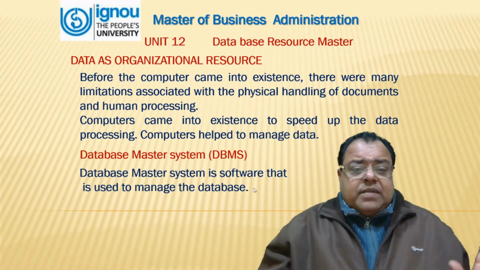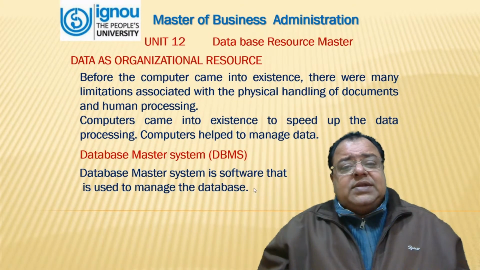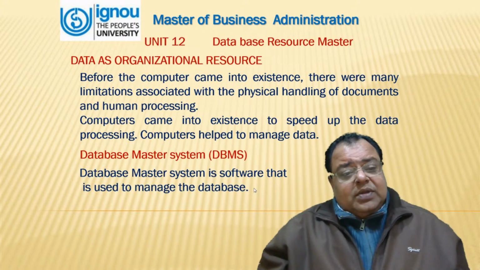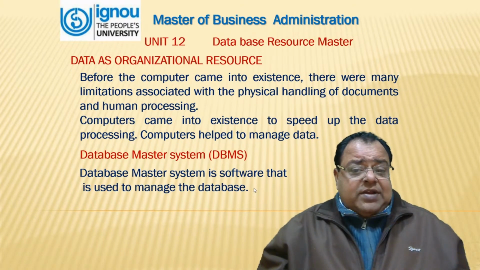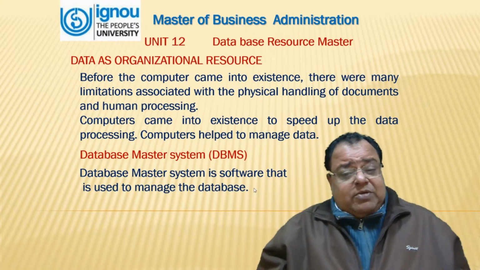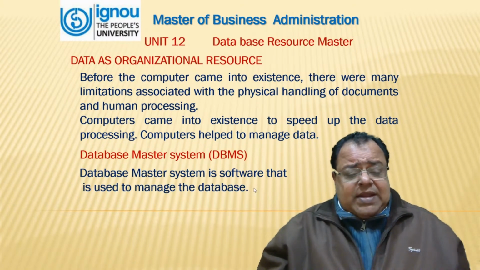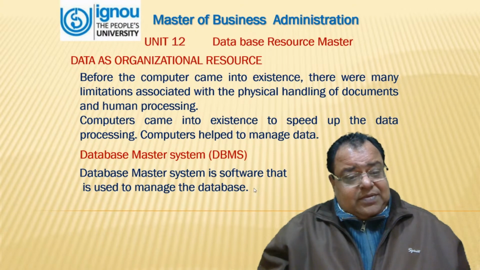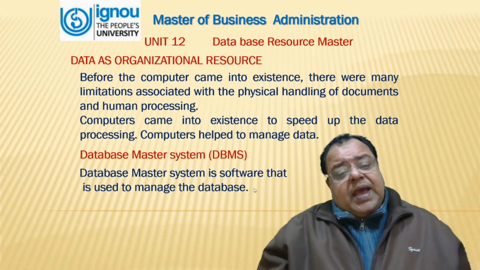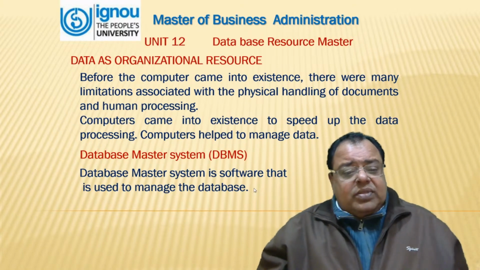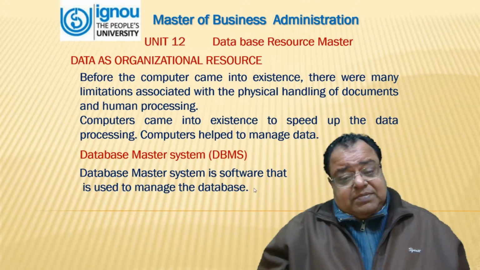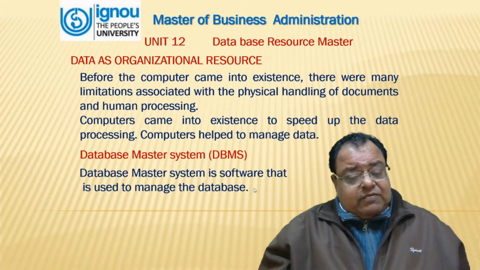Now, we move to Unit 12, that is Database Resource Master. Data as organizational resource. Before the computer came into existence, there were many limitations associated with the physical handling of documents and human processing. Computers came into existence to speed up the data processing, and computers help to manage data. Database Management System, that is DBMS. Database Management System is software that is used to manage the databases.